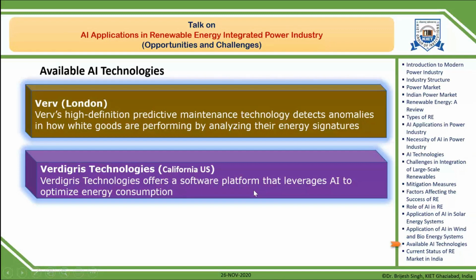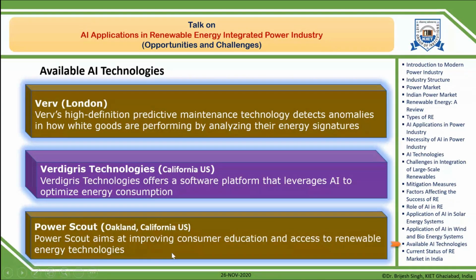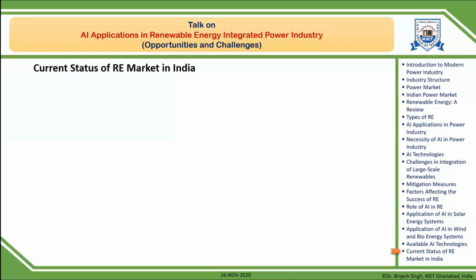Similarly, Verdigris Technology provides a software platform that leverages AI to optimize energy consumption. And similarly, Power Scout provides customer education on renewable energy and AI. So you can go to the website of Power Scout, and you will get a lot of information related to AI applications in the field of RE.